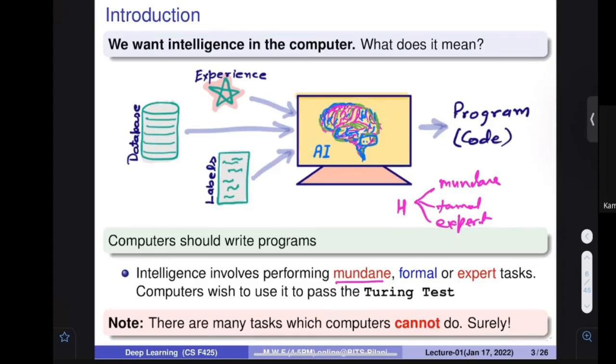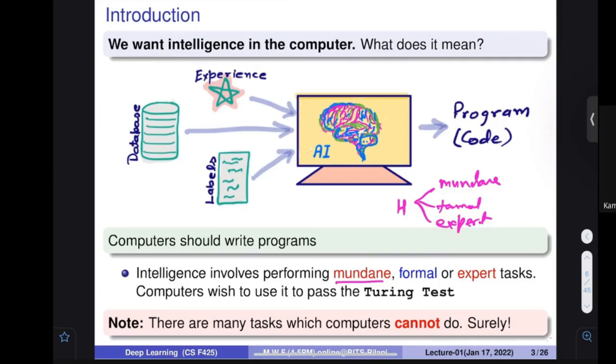Okay. You think that giving an examination is easy as compared to that? However, most of the time people say that a mundane task is very easy. So we think that the mundane task is very easy. However, it is not like that. Doing an expert task is very easy.